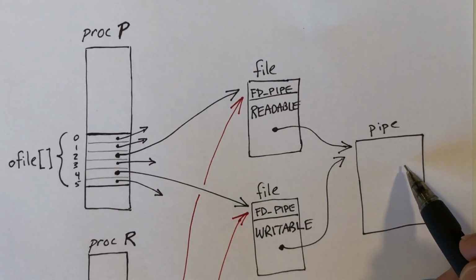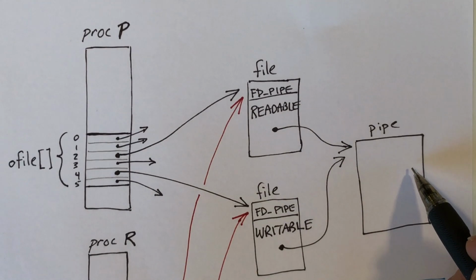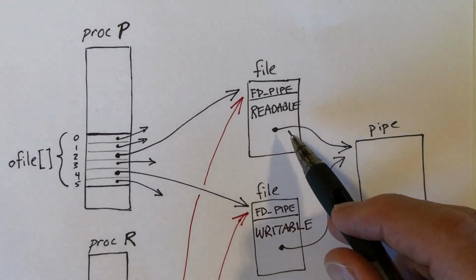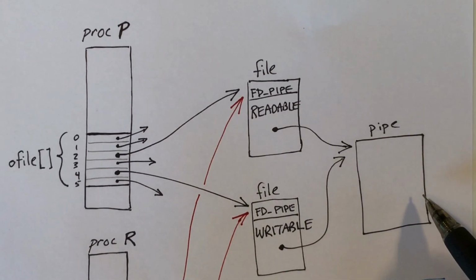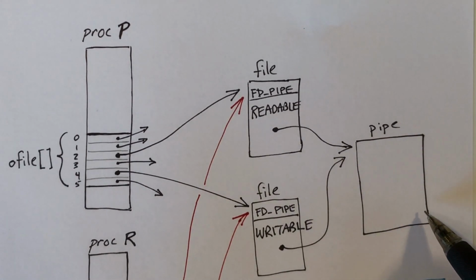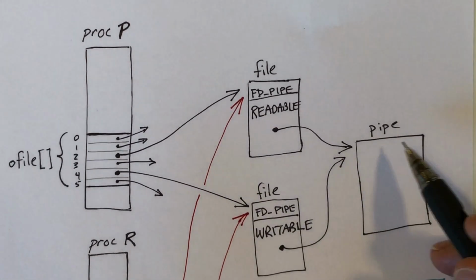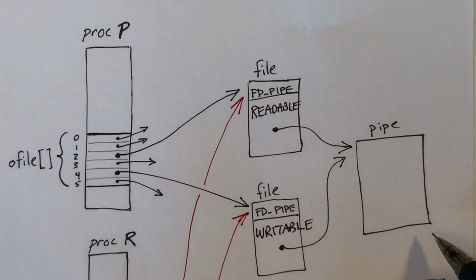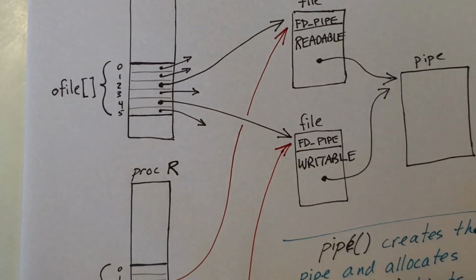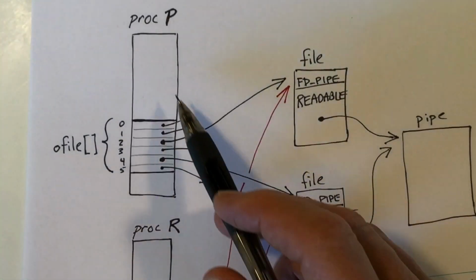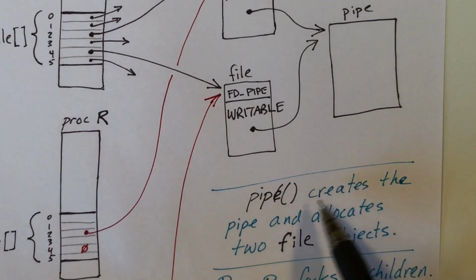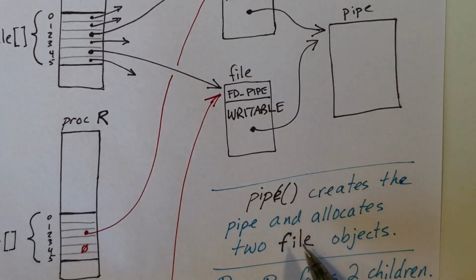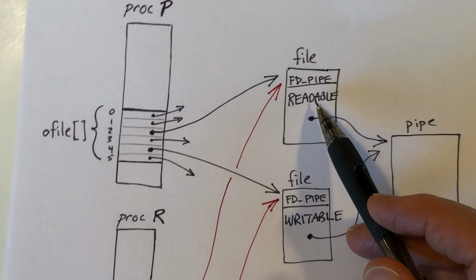And when both the read open and the write open are false, we can say there's no pointer pointing to this pipe object, and then it can be freed. In that case, we would go ahead and free the entire page that it sits on by calling the kfree function. Okay, so what I want to do is assume that this process P has called the pipe system call to create the pipe and to allocate two file objects and set up these pointers.